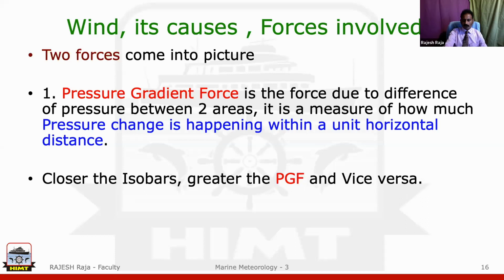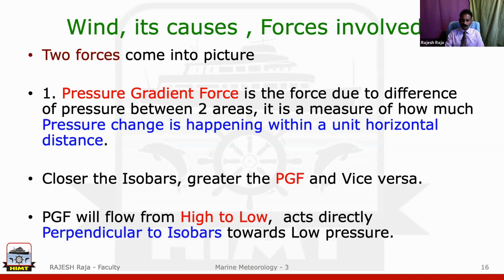Now, isobars, we have already seen what is isobar. If you have close isobars, that means you have a lot of pressure gradient force. That means the wind force which is generated initially is going to be high, and exactly the reverse is opposite. If your isobars are far away, then you might not have enough force.